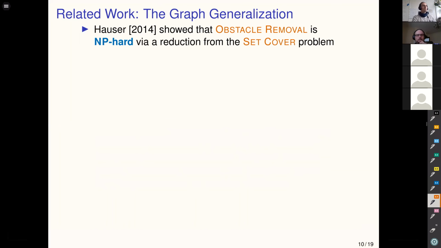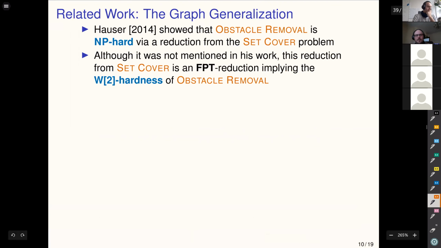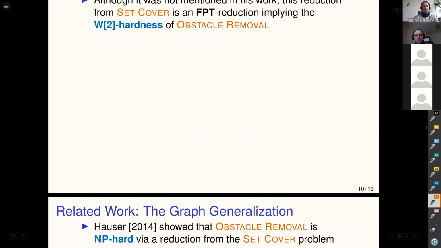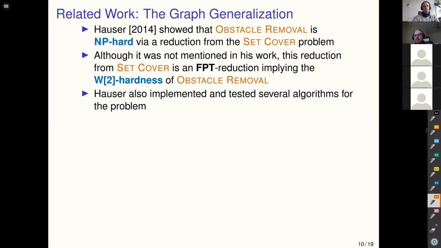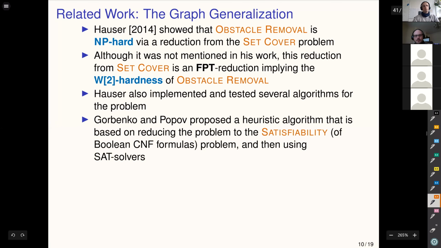For the general problem, it was also studied, and here it was studied more from a robotics point of view. I think Hauser was the first one to study the general one, and showed NP hardness via reduction from set cover. This set cover reduction was actually an FPT reduction, showing W2 hardness for the obstacle removal. They also gave several heuristic algorithms. Later, Gorbenko and Popov proposed additional heuristic algorithms based on reduction to SAT. So basically, they encoded the problem in SAT and did some experimental evaluation of how well this works.